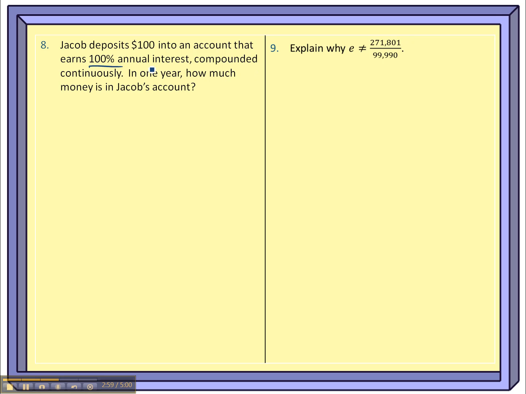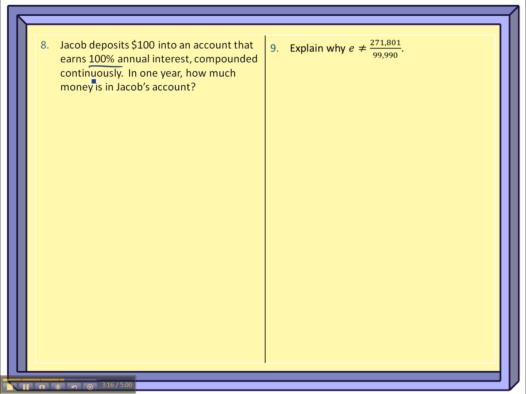Compounded continuously in 1 year. How much money is in Jacob's account? So you should recognize this, or hopefully you do, as the setup for the definition of e. But in that original definition, it was just $1 that you put into an account. But it still works the same way.